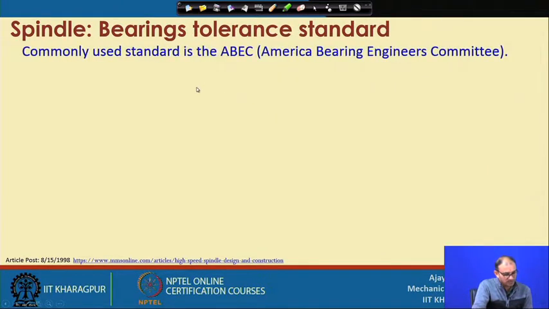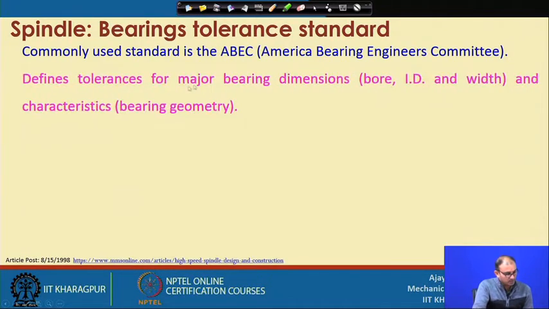Now, this is the tolerance standard. The commonly used standard is the ABEC, American Bearing Engineering Committee, and it is also equivalent to the ISO and the DIN standard. It defines tolerances for major bearing dimensions, that is the bore, inner diameter and the width, and the characteristic, that is the bearing geometry.